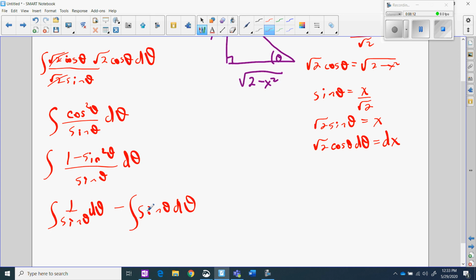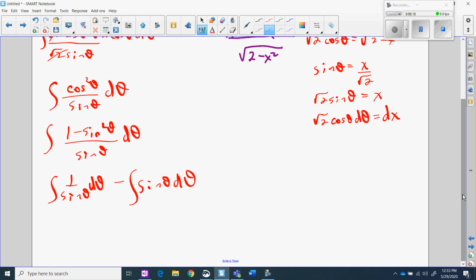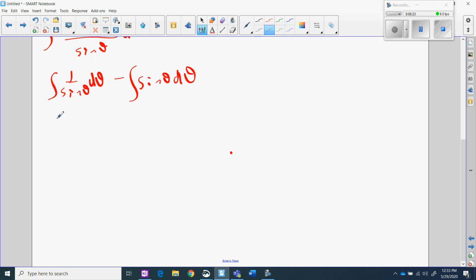Now this is an easy one because that's one of our differentiation rules. This one is going to be relatively easy, at least it's one that I showed you how to do in a second. 1 over sine is cosecant. And I showed you a little trick to integrate cosecant and secant. The way it worked was you multiplied, if it's secant, it would be secant plus tan. If it's cosecant, you multiply by cosecant theta plus cotan theta.